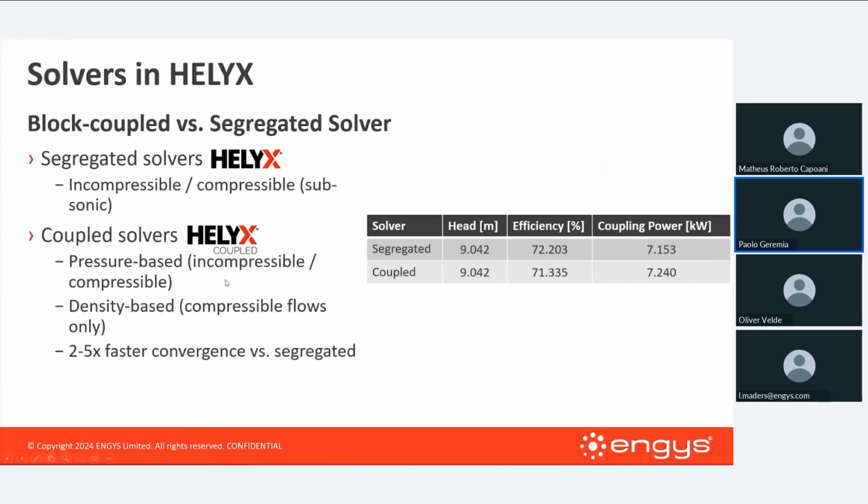But in general, in Helix, we have two different types of solvers. We have segregated solvers, which can run both for incompressible and compressible flows, and coupled solvers. And coupled solvers are of two types, including pressure-based and density-based. But in general, coupled solvers exhibit a faster convergence versus segregated. So we are talking about 2 up to 5 times faster speed up and faster convergence.